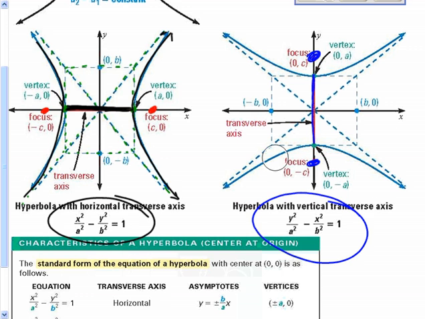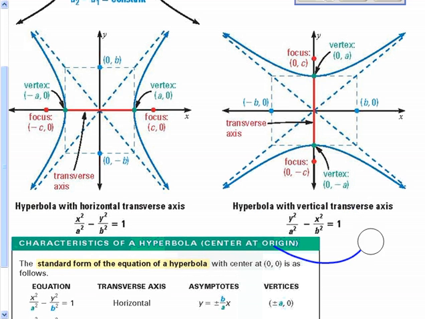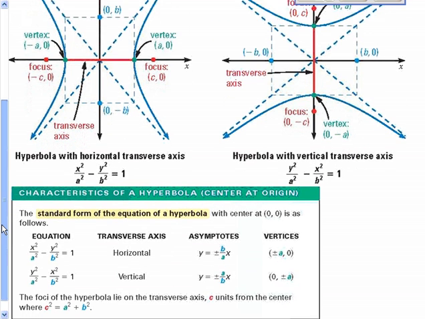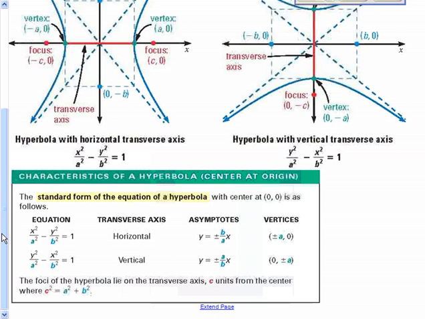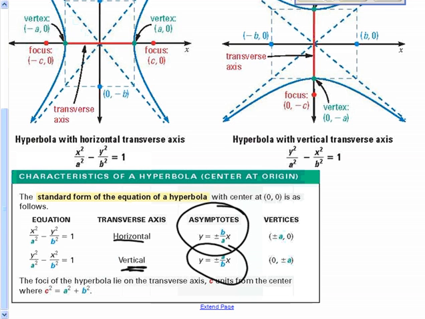We really just have to play with these things a little bit to get the feel for it. Here are some other things of note. Those slant asymptotes, and we'll talk about this: here's the equation for your slant asymptotes when your transverse axis is horizontal, y equals plus or minus b over a x, whereas it's y equals plus or minus a over b x if your transverse axis is vertical, the one on the right hand side. Everything else has already been shown in those graphs.